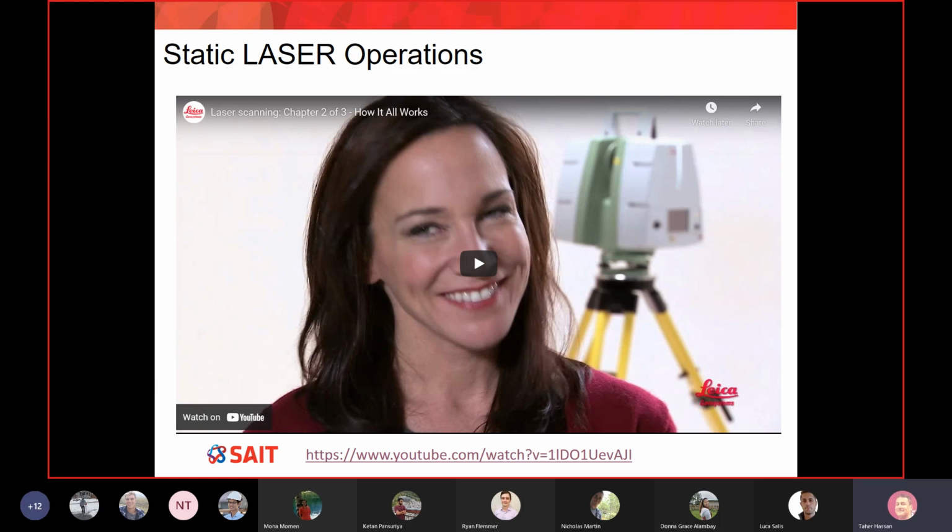If I ask you, does the laser scanner operate differently from a total station? I don't think so. It just captures more points.